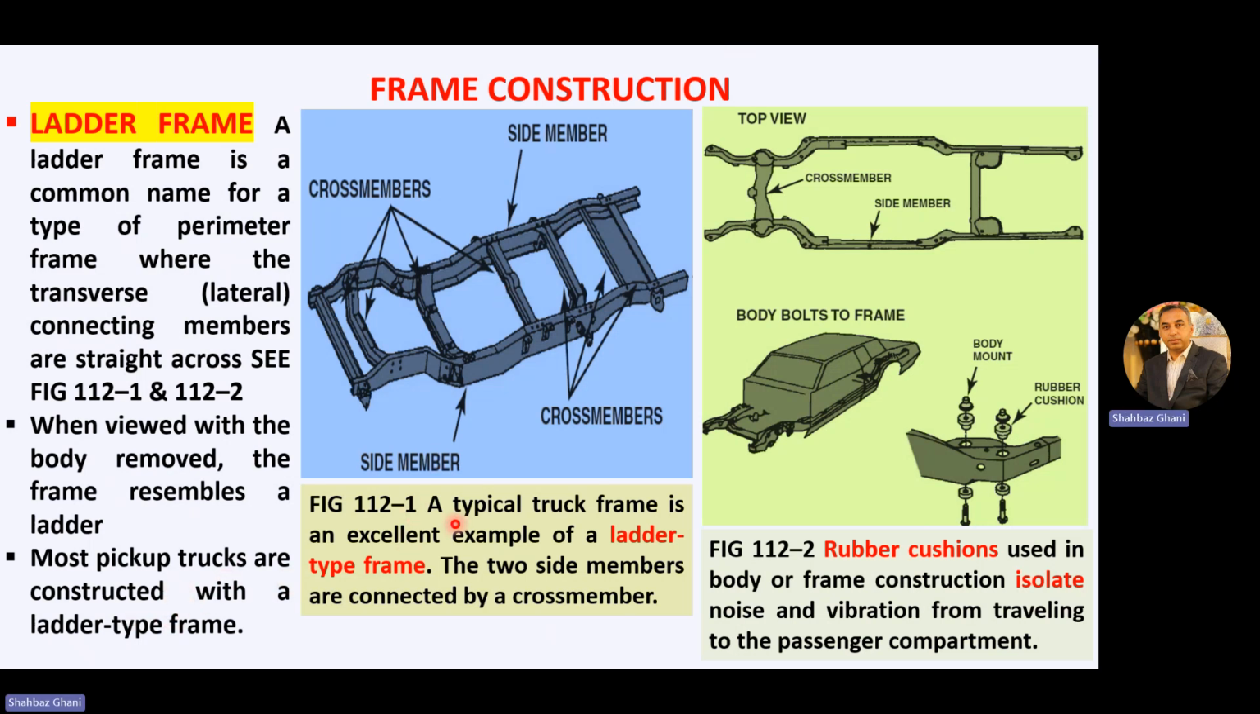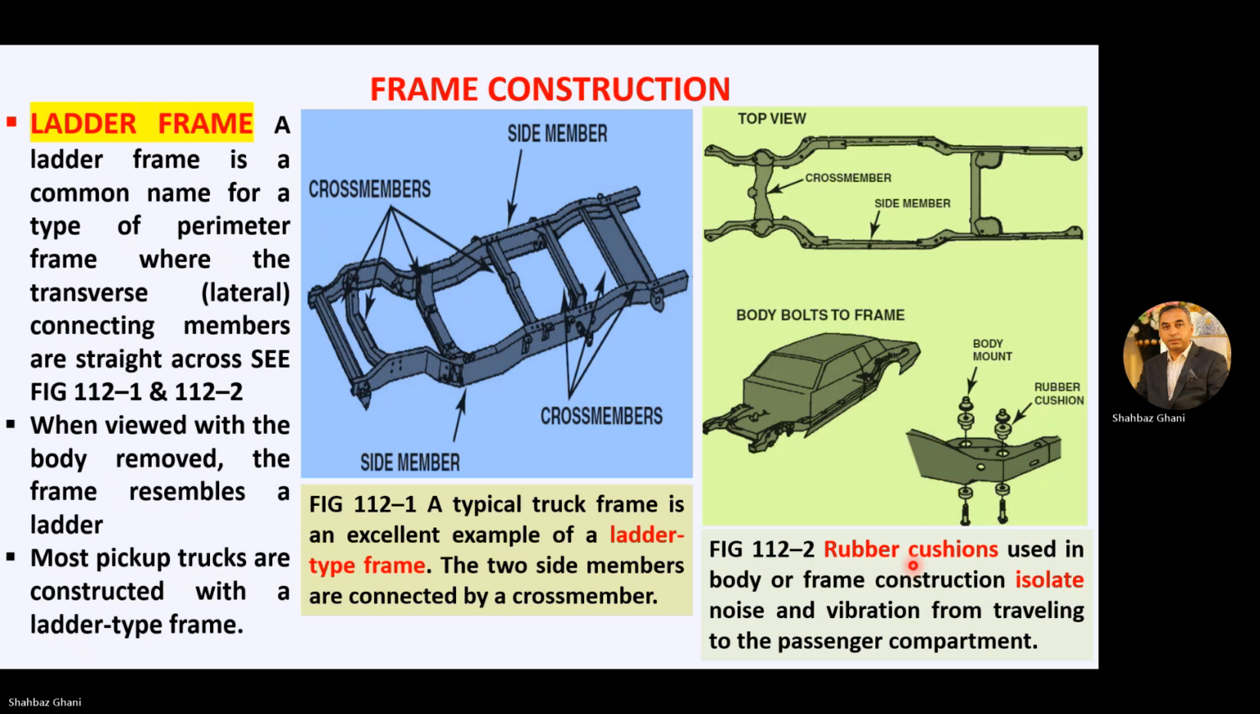A typical truck frame is an excellent example of a ladder type frame. The two side members are connected by a cross member. So this is one side member and the other side member, and they are linked with the cross members. They are welded together like this. This type of frame construction is called a ladder frame.